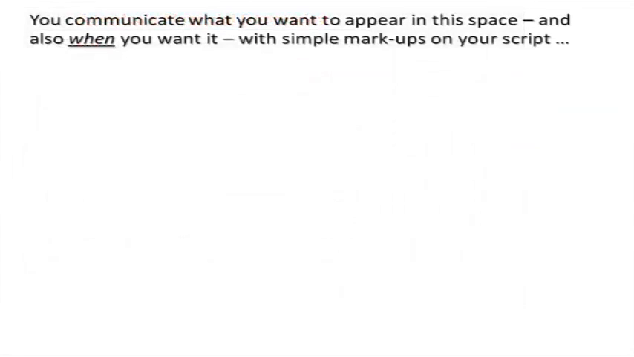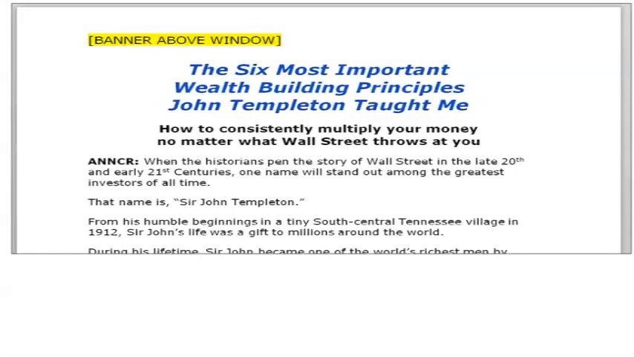You communicate this to the web guys with your script, okay? So this is an actual script. 6 most important wealth-building principles John Templeton taught me. You see the highlighted area there. We highlight instructions to the web group in yellow in the script. In this case, it's put this banner or this headline above the window. See how easy this is? You don't have to worry about audio and video columns and all that kind of stuff. You write the audio because your audio is your video, all right? But then you have to tell them what additional you want added to the frame. In this case, it's a banner below the window.